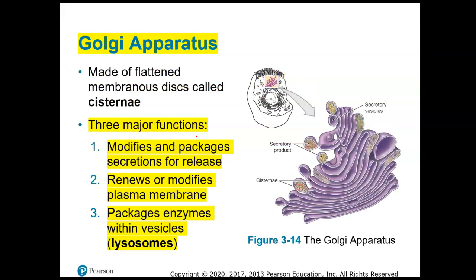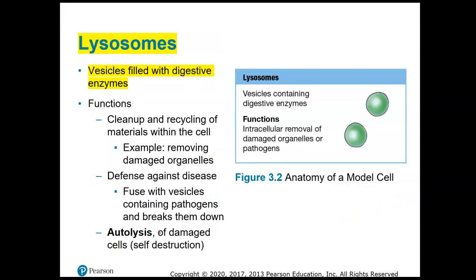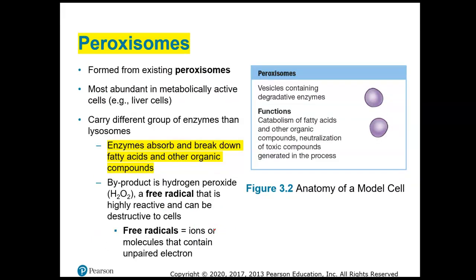Golgi apparatus modifies and packages products of the endoplasmic reticulum. And it also forms vesicles. It packages enzymes within vesicles, and we call those vesicles lysosomes. Lysosomes are vesicles filled with digestive enzymes. They can remove damaged organelles. They can also break down damaged or diseased cells, so they can fight against disease.